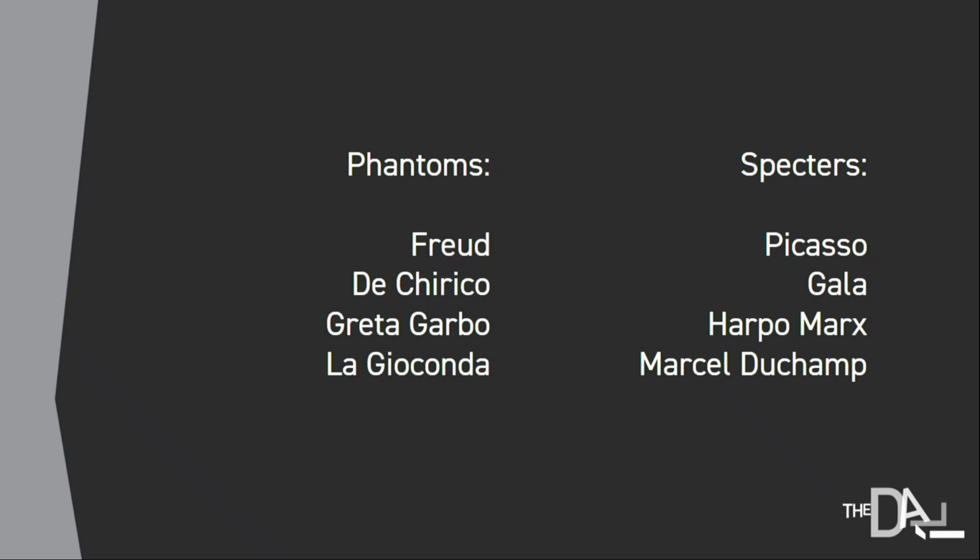Greta Garbo, okay, that seems phantom-like. She's kind of plumpy and juicy and salacious, where Harpo Marx, quick-witted, quick-moving, kind of animalistic, seems more spectral, but I don't know. Anyway, so we got Freud versus Picasso, de Chirico versus Gala, Dalí's wife, Greta Garbo versus Harpo Marx, and finally the Mona Lisa versus Marcel Duchamp, who I guess kind of transforms the Mona Lisa, and that's how he shreds it. So let's move a little bit past that obsession with ghosts, and we're going to look at the ghosts of Millay.